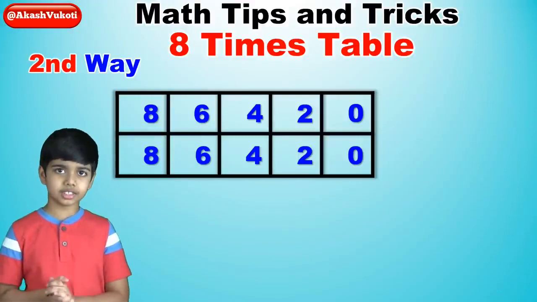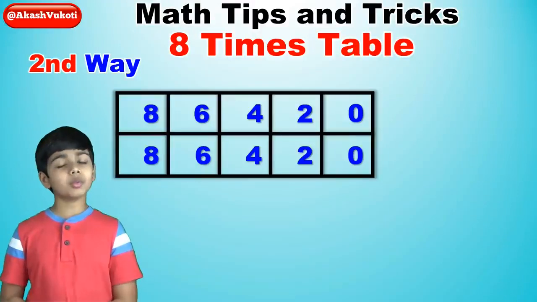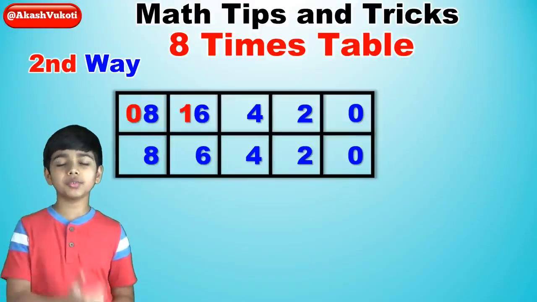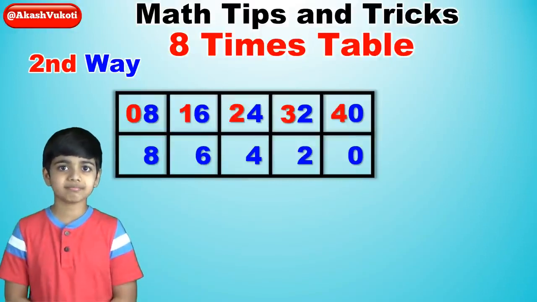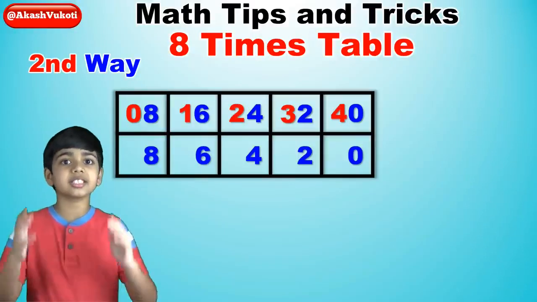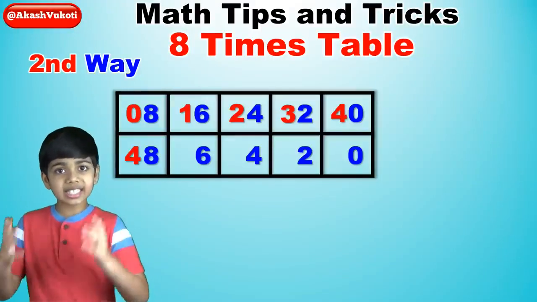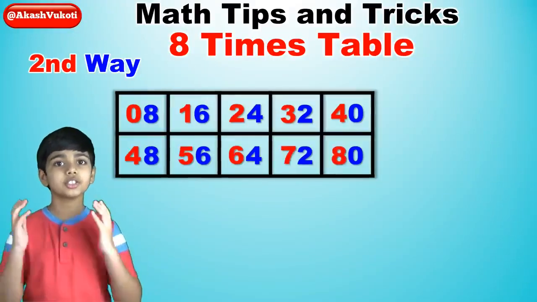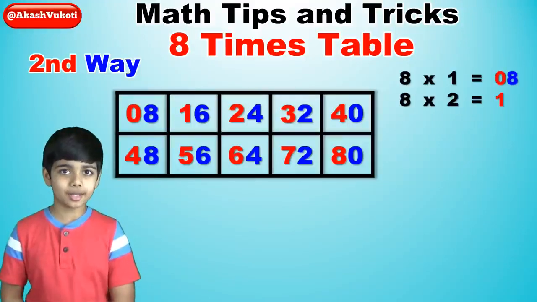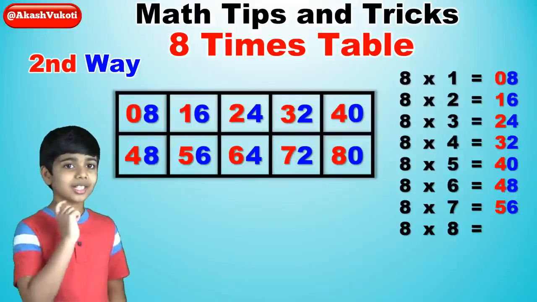Now, for the tens digits in the first row, we will write down the numbers from 0 to 4, as you see here. And for the tens digits in the second row, we will write the numbers from 4 to 8. And once you're finished, you will have the 8 times table, as you can see right here.